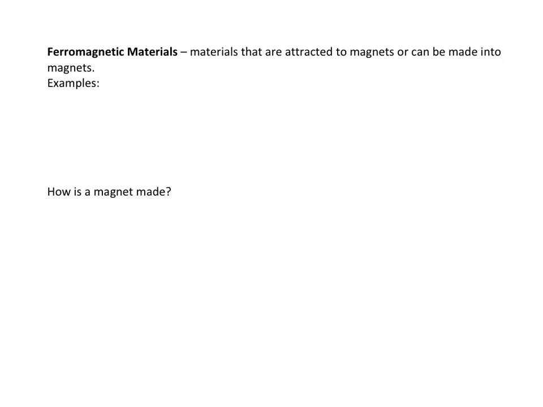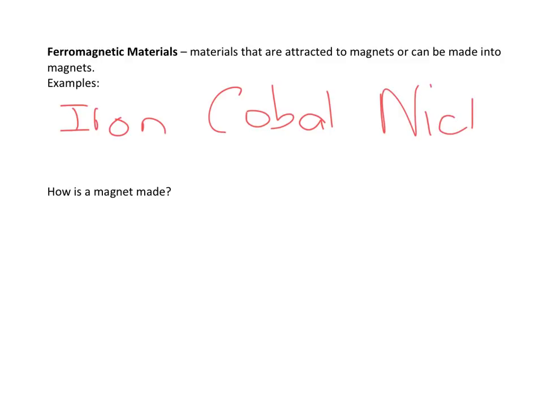So magnets are made of a specific kind of metal called a ferromagnetic material, which is a material that can be made into a magnet or is attracted to magnets. And there really are only three, and they are iron, cobalt, and nickel. So iron, cobalt, and nickel can all be made into a magnet, and it's pretty cool the way it works.